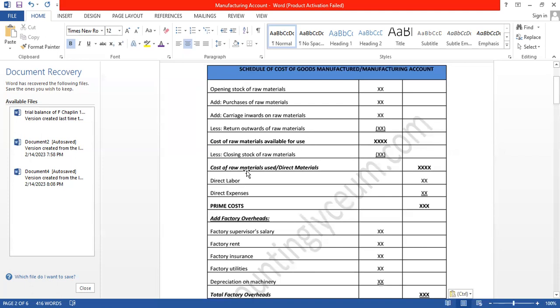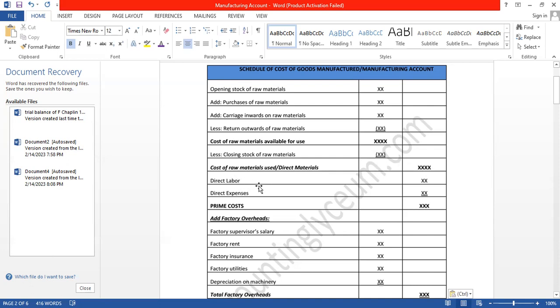Next thing you're going to do is to less closing stock of raw materials. So you're going to subtract this figure from the cost of raw materials available for use. The answer that you get will be the cost of raw materials used or direct materials. So it's either called cost of raw material used or direct materials. And you're going to put that figure, that number, in the second column.